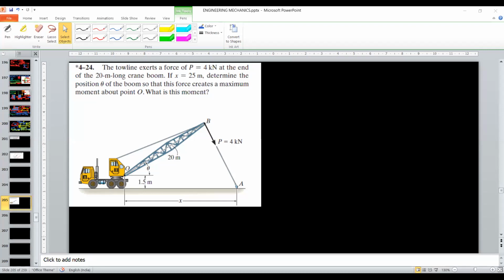So definitely this P must be perpendicular to this complete boom, that is the crane boom OB. So you know this angle. Now the question is we have to find out the theta angle. For that, just make one construction. Join O with the point A. So you will get this triangle. Let us take this point as N. So AON. In this triangle, you can find out this angle.